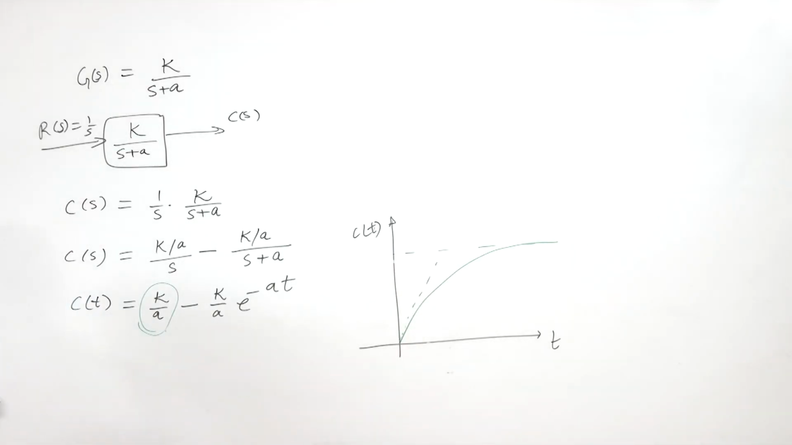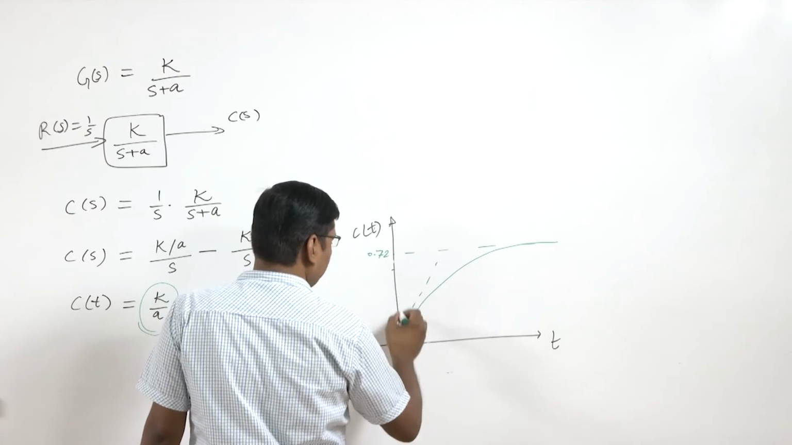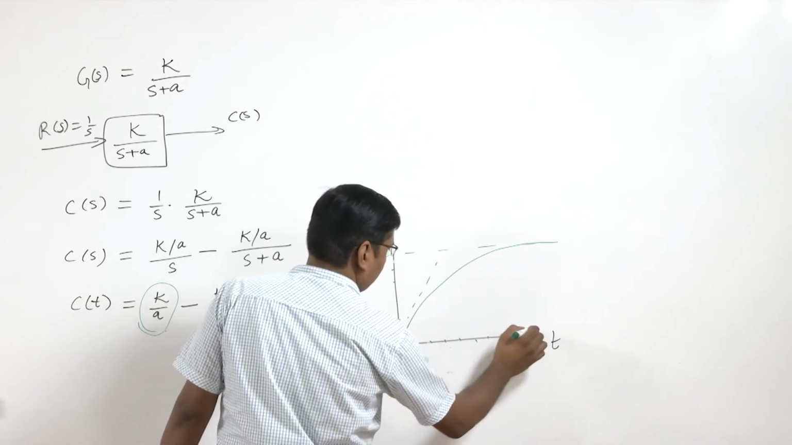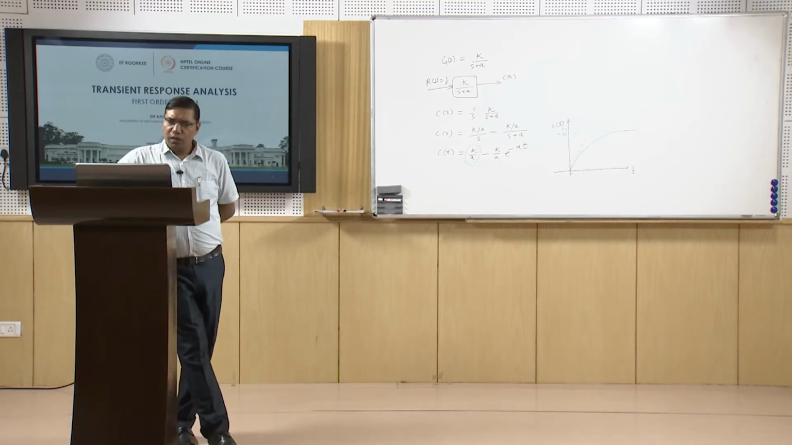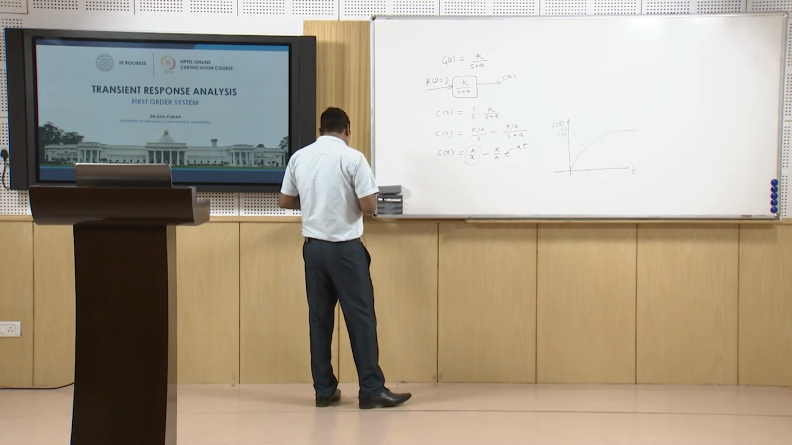So let's take that this is 0, here it is 0.72, this is a particular response, 0.8. So let's see here, we have to find the transfer function from the response of a first order system. This is a response, you can see time varying from 0.1 to 0.8 seconds, and the response is varying from 0 to here 0.72, the steady state value. So from this we have to measure.